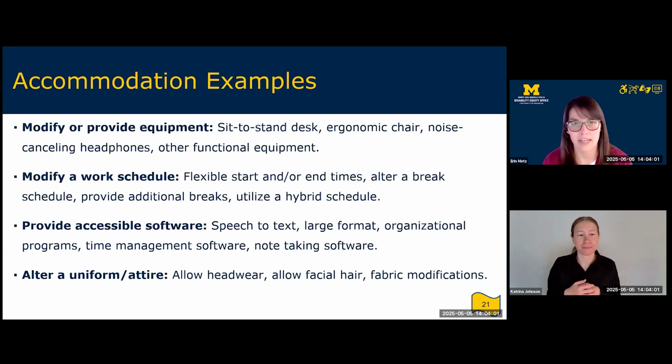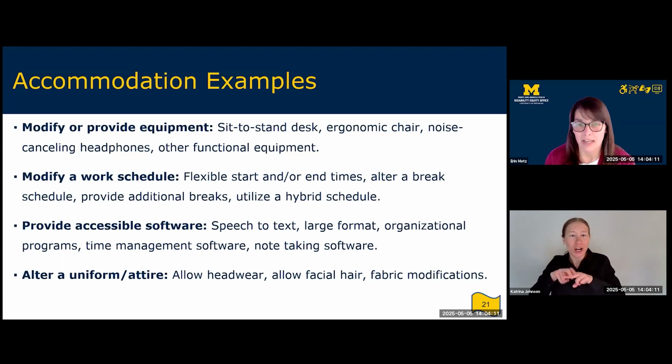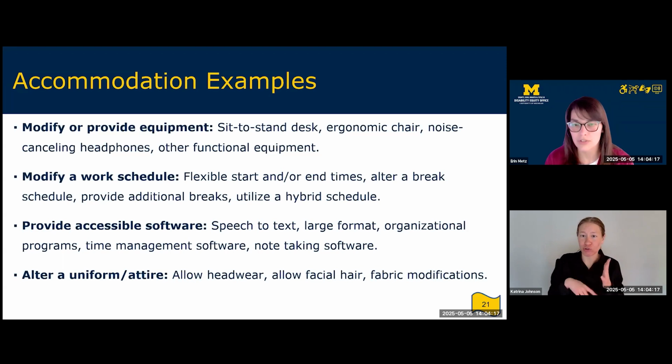Some of the most common accommodations we implement are modifying or providing equipment, such as stand desks and ergonomic chairs and other workplace essentials. Another is modifying a work schedule with a flexible start or end time, different break schedules, or use of a hybrid work schedule. Another is providing accessible software like speech-to-text programs or time management software. And also alterations of uniforms or what someone's wearing to work, whether that's headwear, a fabric modification, or allowing someone in a different position to have facial hair.